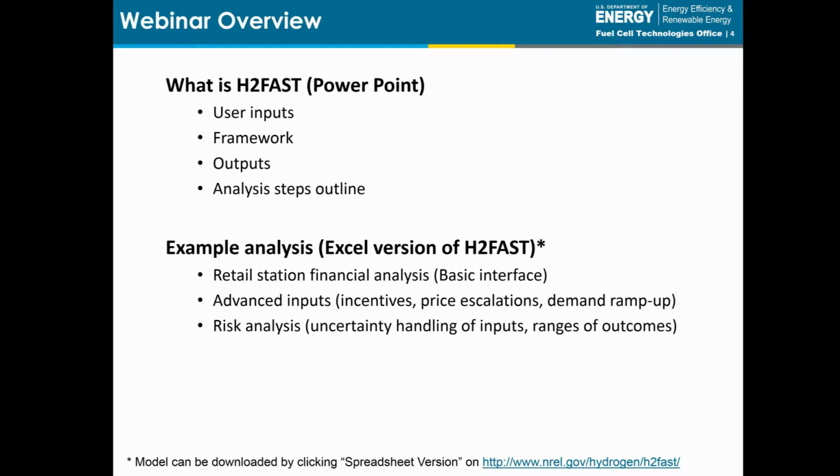So overview of what I'm going to do. I'm going to show a brief PowerPoint slide deck. I'm not going to go line by line on the slide deck. I'm going to save some time for the second half of my talk, which would be a live example using Excel.